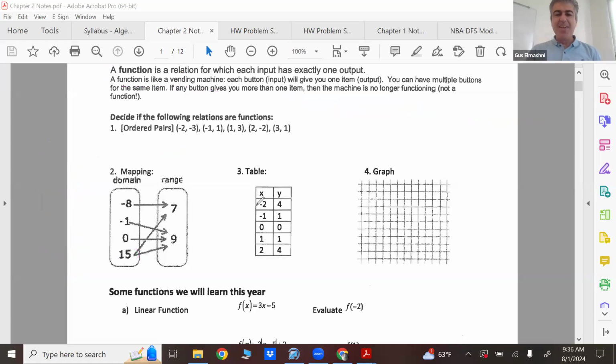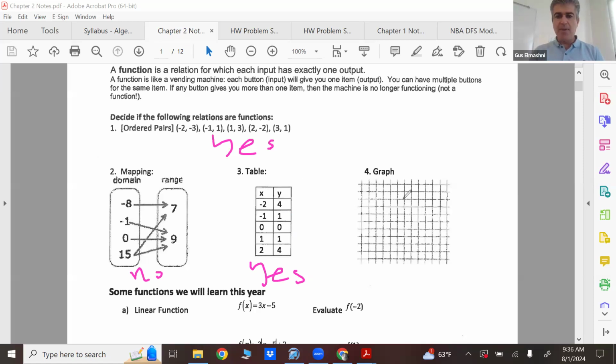Okay. Number 3 is yes. So you see the Y is repeated. That's okay. The Y can be repeated. The X cannot. So that's yes. So this was no. That was yes. I mean, if you want to just keep it really simple, X can't be repeated, Y can be.